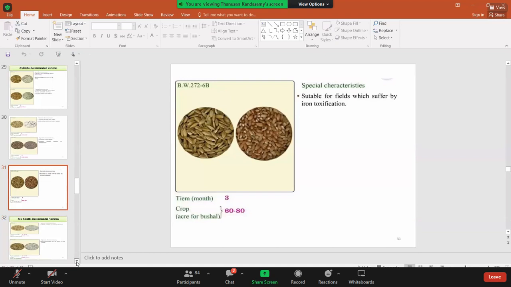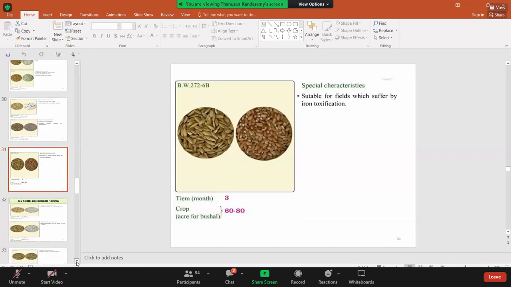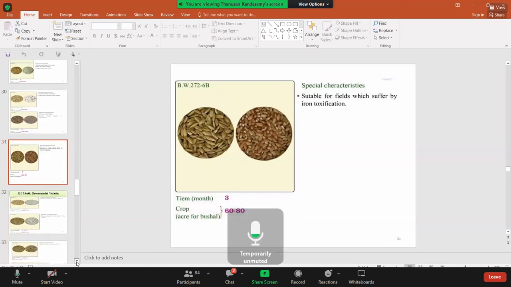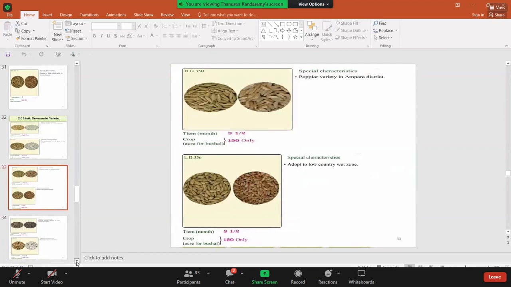Okay, then BW. What is the meaning of BW? BW272-6B variety. Variety characteristic: suitable for fields which suffer from iron toxicity. Some fields suffer from iron toxicity. That kind of field is mostly suitable for this variety.